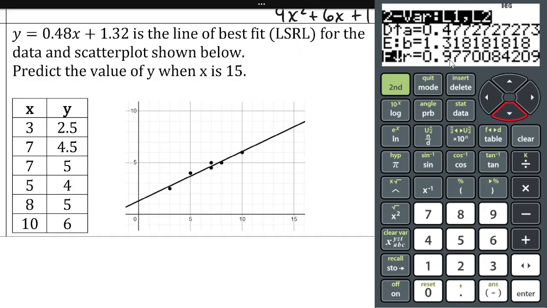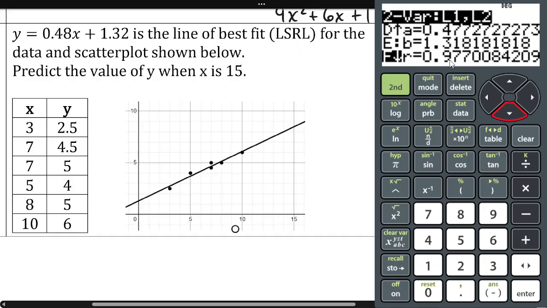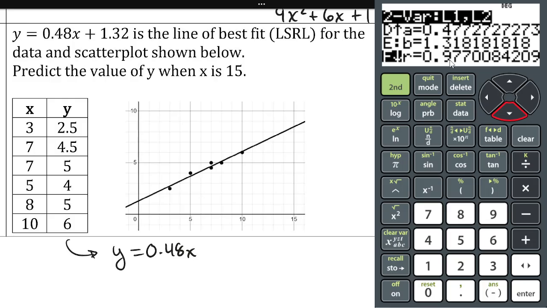So the equation of this line of best fit for this table, we can see from our calculator, is y equals 0.48x plus 1.32. Now, that's the equation of this line. And again, this line is attempting to model the data. It's attempting to tell me what's happening. I didn't follow the line very well.